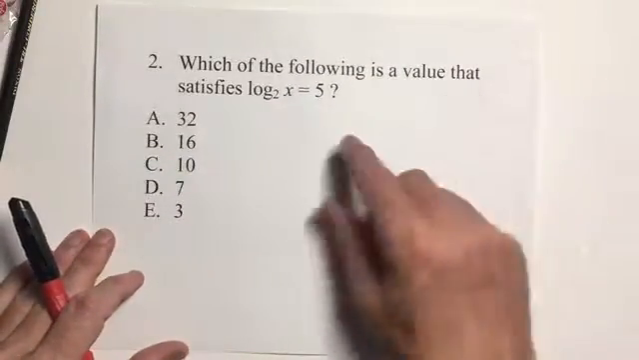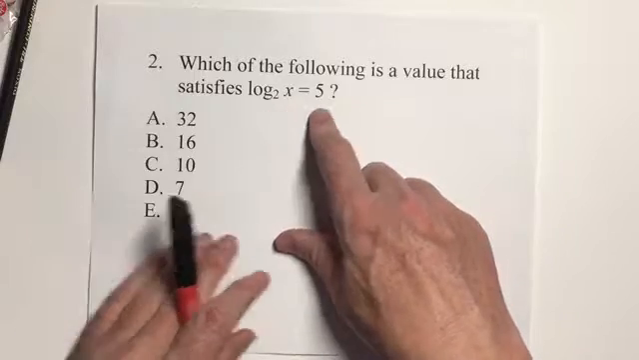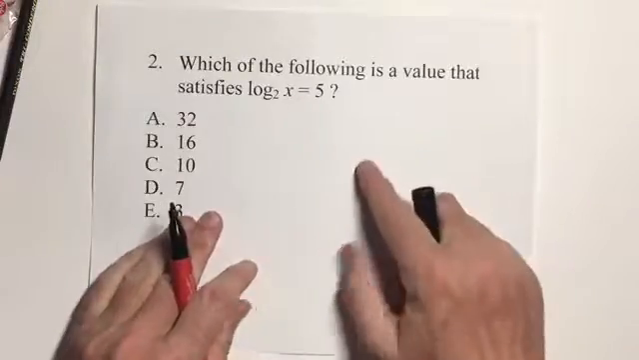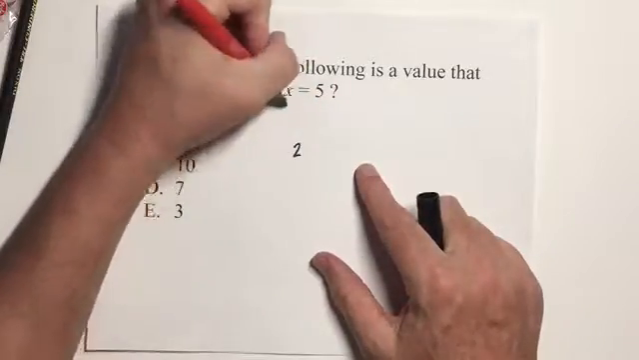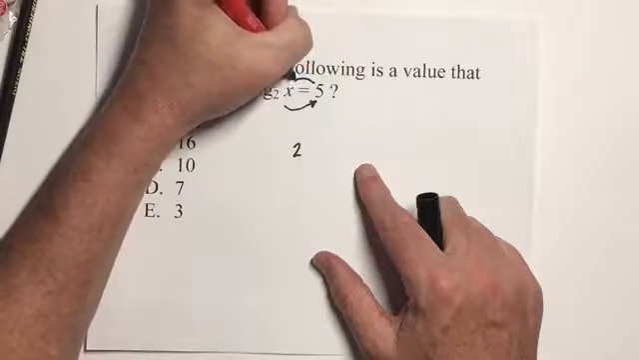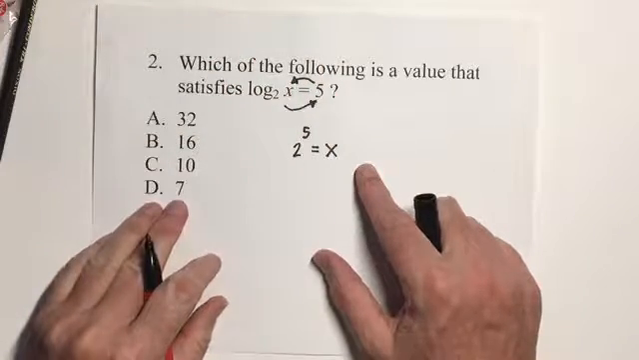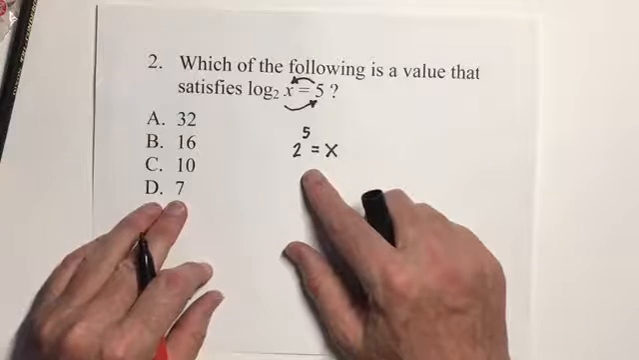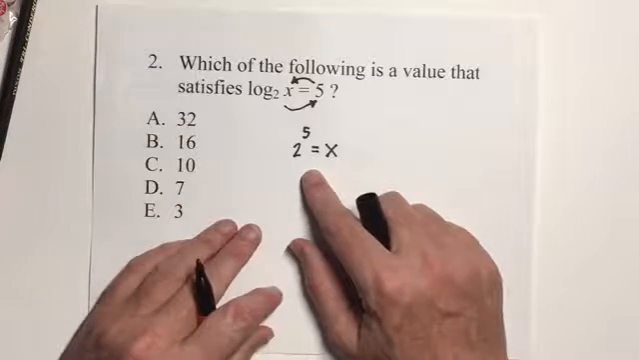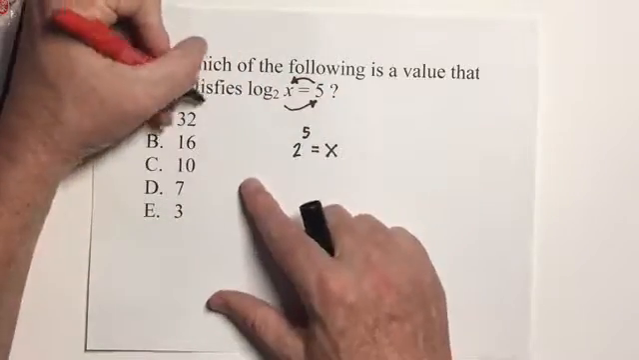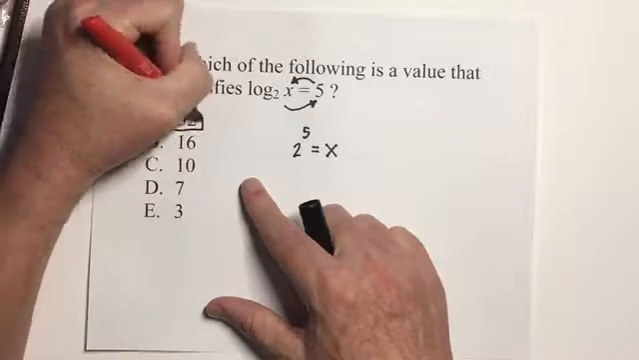Number 2. Which of the following is a value that satisfies log base 2 of x equals 5? Well, we know how this works now, right? Log base 2 of x equals 5 means 2 to the 5 should equal x, so 2 to the 5th equals x. And I did encourage you guys to memorize your powers of 2, at least up to 2 to the 10th. Which if you did, you know straight away that 2 to the 5th is 32. So x is 32, which is answer A.